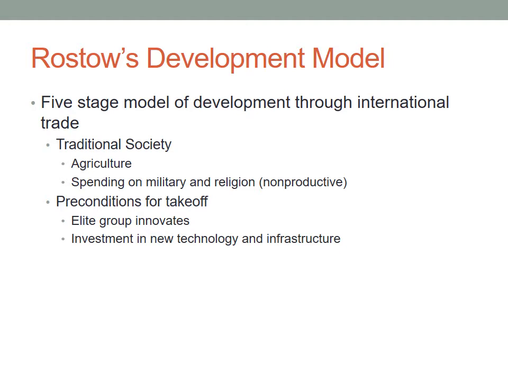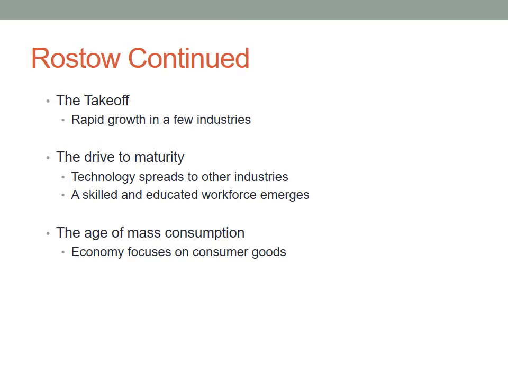As opposed to the balanced growth model, in Rostow's model the government only invests in one small part of the economy to help that one industry grow. That's going to lead to the takeoff. That's when the industry that the government invested in starts growing, and other industries will grow as well. This will lead to the fourth stage, the drive to maturity. This is when other companies start benefiting from that initial government investment in one company.